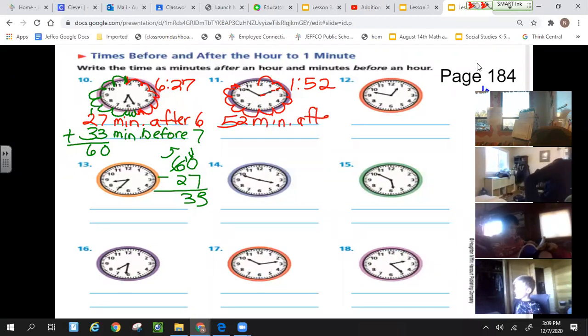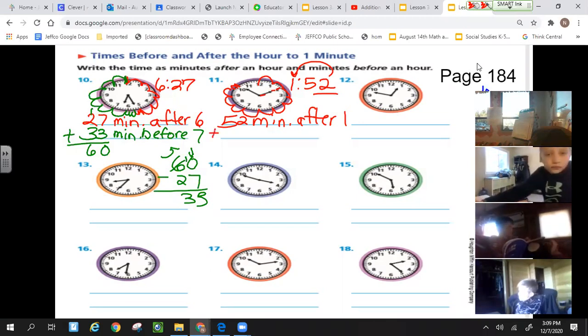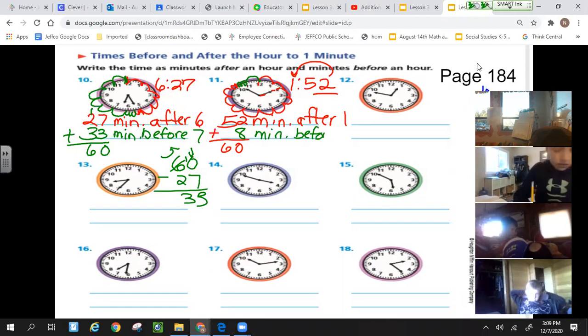after 1. Here are my minutes. I'm looking how many minutes it is after the hour. Now, some of you might already know what plus 52 equals 60. How many more minutes do we have until 2 o'clock? Well, I could try that. I could do subtraction, or I could count backwards. 5, 6, 7, 8. 8 minutes before 2, the next hour.